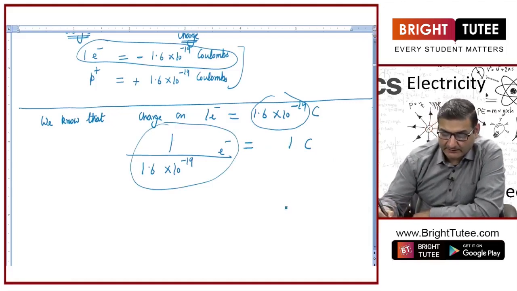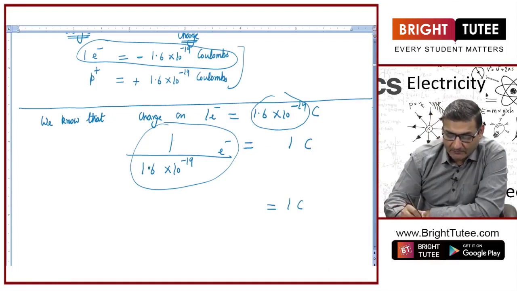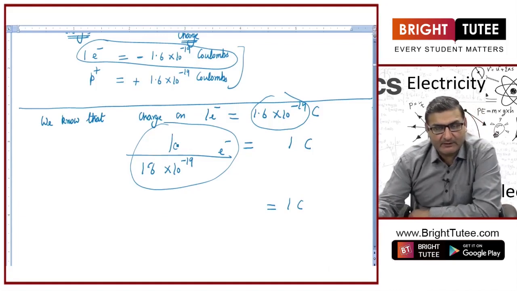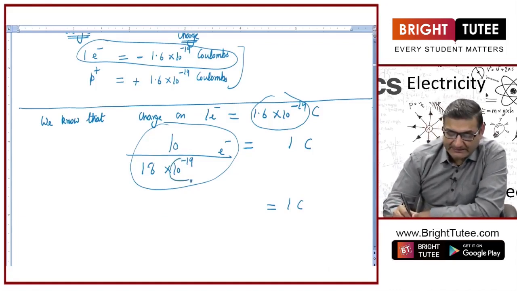Now just solving it up, 1 coulomb of charge will be constituted by how many? I'll remove the decimal. By removing the decimal, I can just multiply by 10 in the numerator. Then this is 10 to the power minus 19.